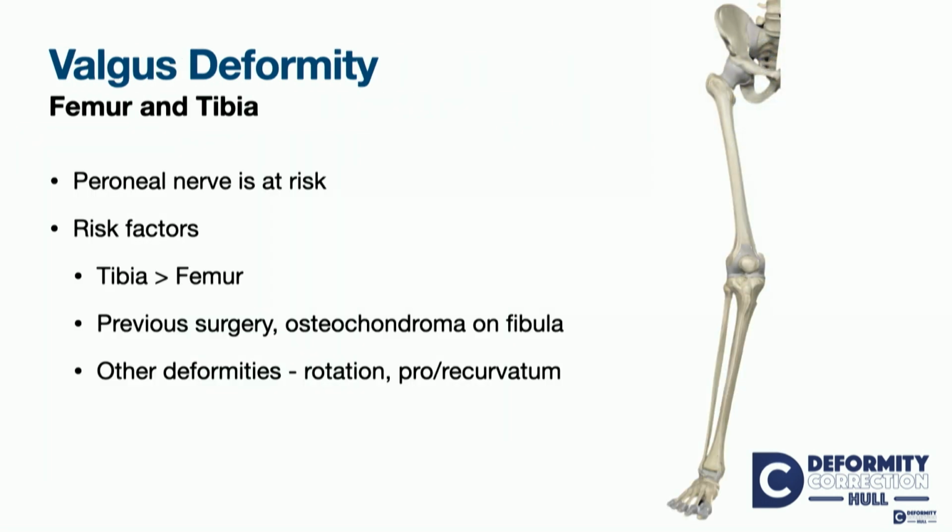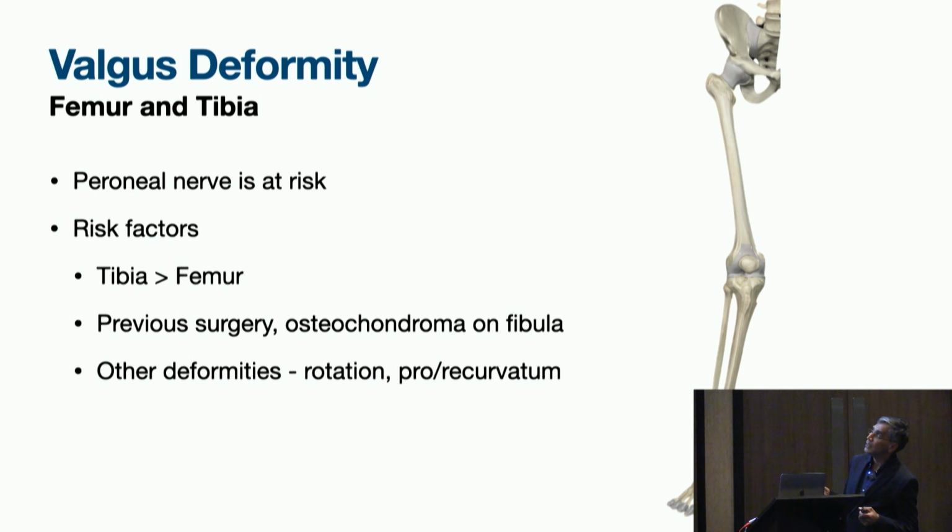Now we move on to valgus. This is what worries everyone. The peroneal nerve is at risk. The risk factors are high with tibia and less with femur, for the reasons I explained. The nerve is not tethered in that region, so you've got much more leeway. But previous surgery, osteochondroma, they're all important factors to take on board. And if you're doing other corrections, just be careful.